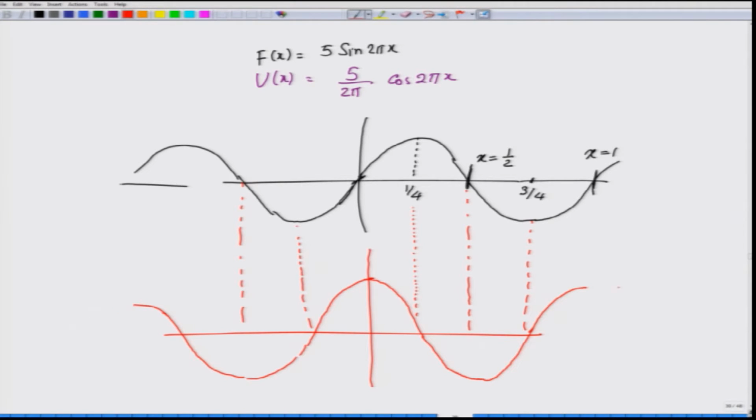So, this is the potential energy 5 over 2 pi cosine of 2 pi x. The upper curve shows the force 5 sine of 2 pi x. You can see that it has minima out here, and as we discussed earlier, if I take a particle, put it in this potential energy curve, if it is displaced about the minimum, it will perform simple harmonic motion.